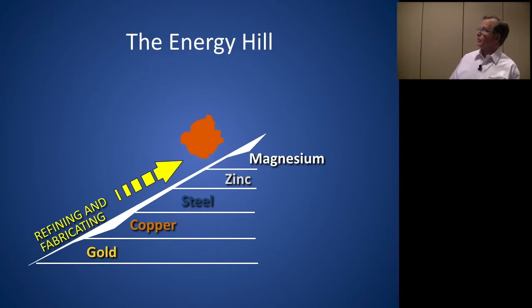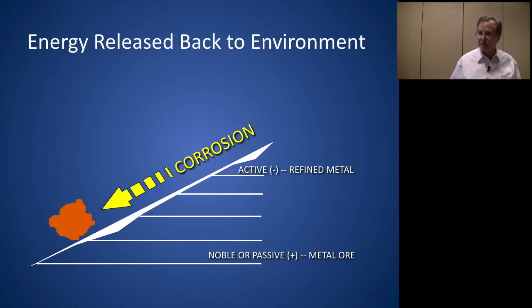And then there are a couple of graphics showing it. Gold is pretty much stable in its ore form. You find gold in the ground, it's yellow, it doesn't change much. To get magnesium, you have to do quite a bit of refining to turn it into a metal. And when it corrodes, it goes back to its ore.